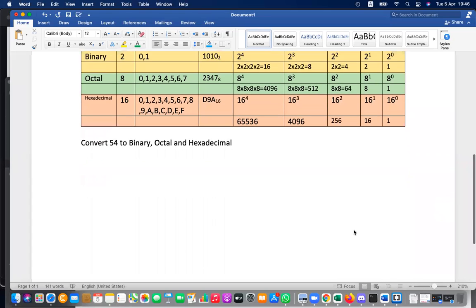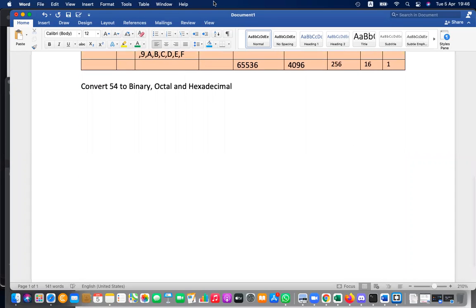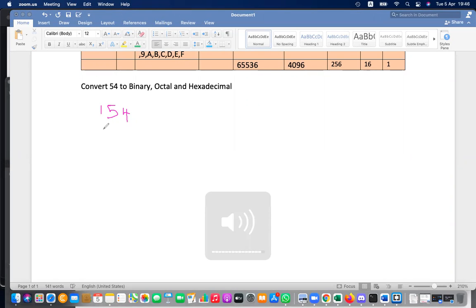There are short ways and there is a standard way. The standard way is you have to divide by the base. Let's write down with me because I'm going to erase this right after writing. 54 divided by 2 is 27, and remaining is 0. Agree? Again divide by 2. Then 13, and remaining 1.